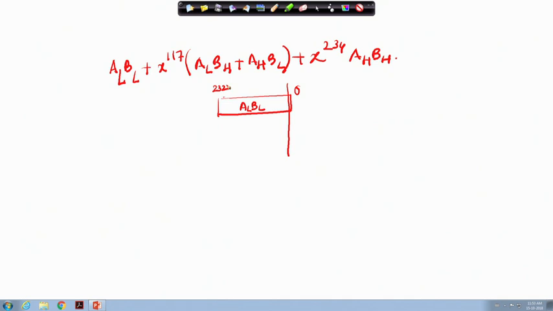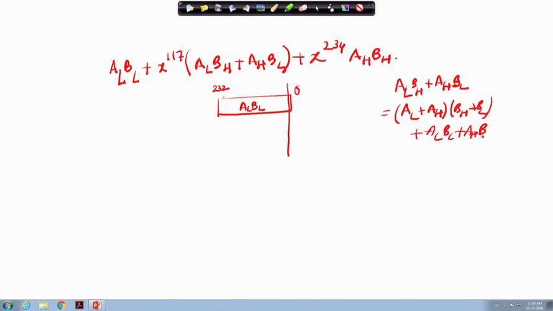Likewise, we see that this part, that is ALBH plus HBL, which we have represented as (AL plus H) into (BH plus BL) minus ALBL minus HBH, is decomposed into 3 parts. So this actually starts from 117. If I draw this line, there is a line at 117 from which these 3 parts are essentially starting. So essentially what I have got is 3 parts, and the 3 parts are nothing but ALBL, likewise HBH, and (H plus AL) multiplied with (BH plus BL). So this is my third part.